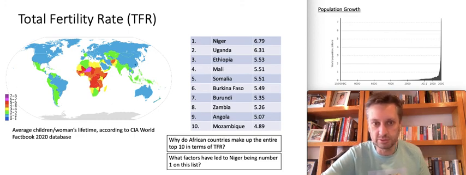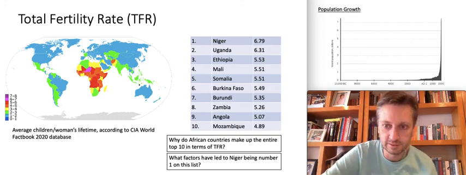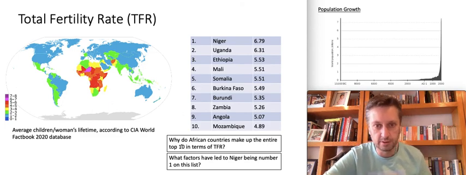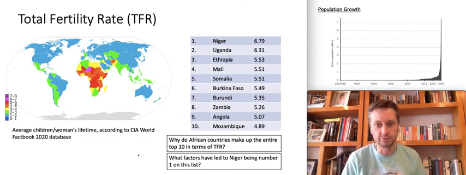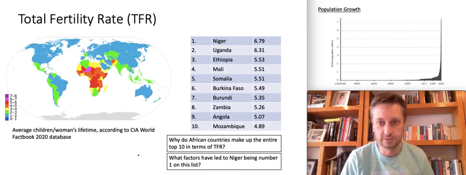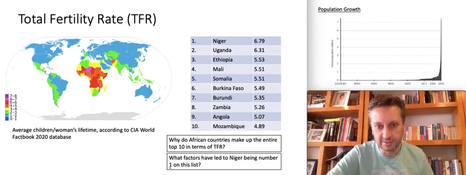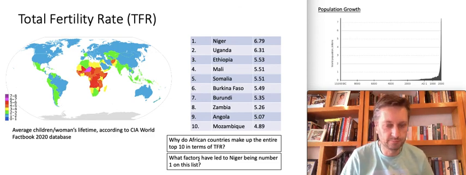At this point, I was going to discuss this, but I'm going to, again, leave you a couple of questions. Number 1, why do you think African countries make up the entire top 10 in terms of total fertility rate? Go back to the syllabus and think about those factors we said before. And again, what factors lead to Niger being number 1 on that list? I'd like you maybe to do a little bit of research on Niger as a country. Consider its economy, its politics, its religion, and tell me why you think Niger is number 1 on that list.